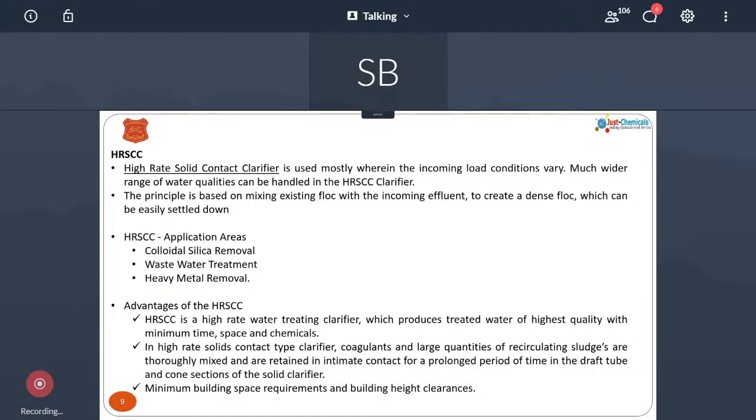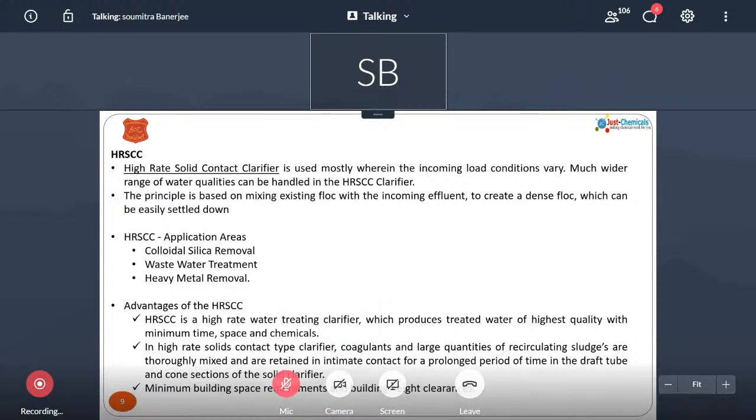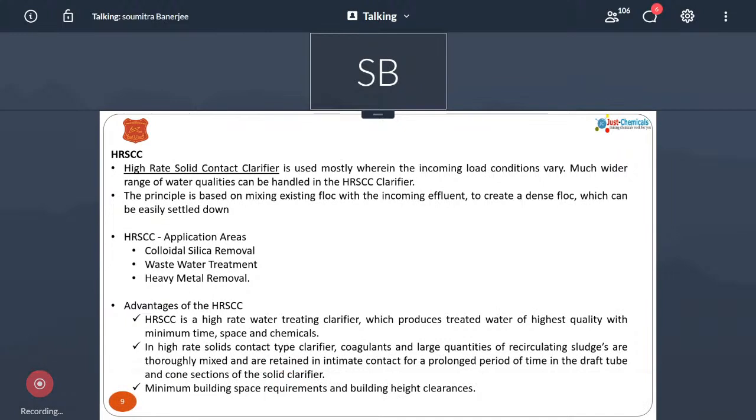In the high rate solid contact clarifier, these coagulants and large quantities of recirculating sludge are thoroughly mixed with each other in the draft tube, and then finally, in a slow mixing zone, it is flocculated, and in the final sedimentation zone, it is sedimented. Here, we'll go with the photograph.